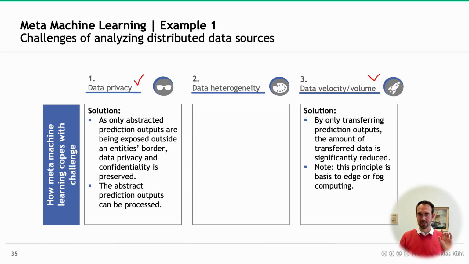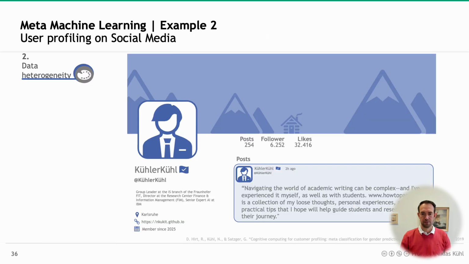And now for data heterogeneity, let's have a look at a different case. For that, we switch the domain and look at social media profiling. A very big challenge, very typical in the social media space, is to predict characteristics of the users, so their gender, their age, their political orientation, things like that.